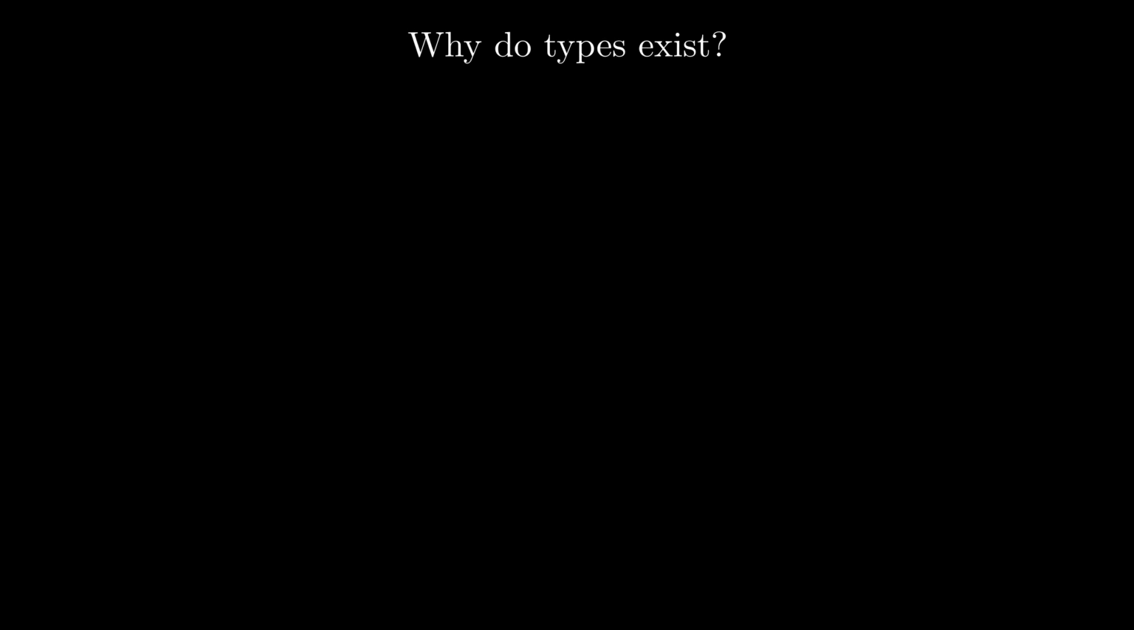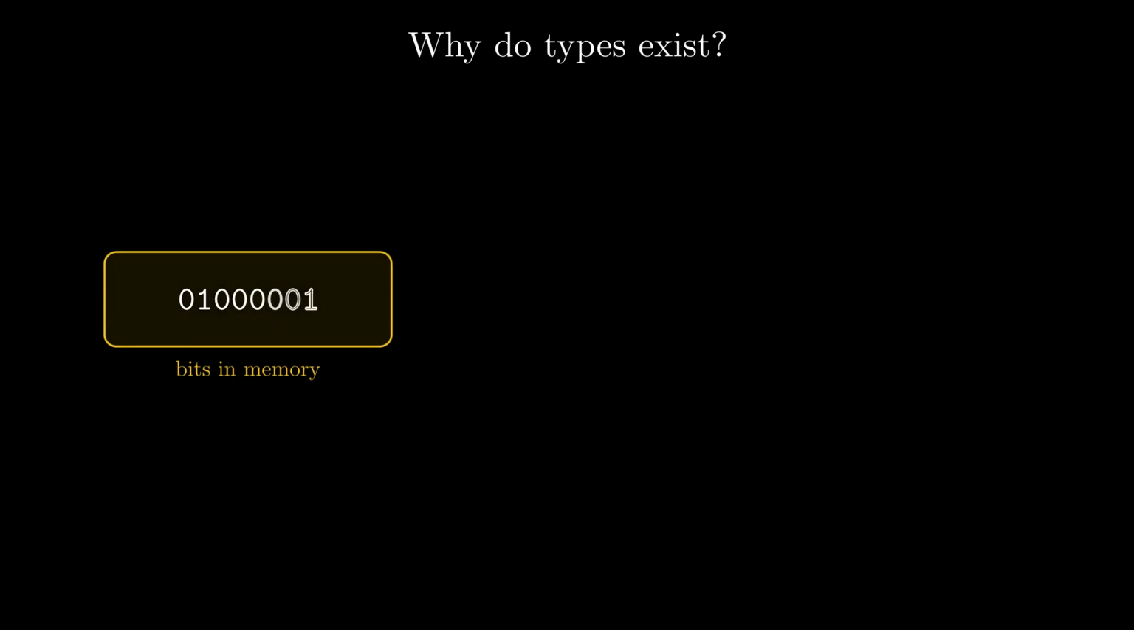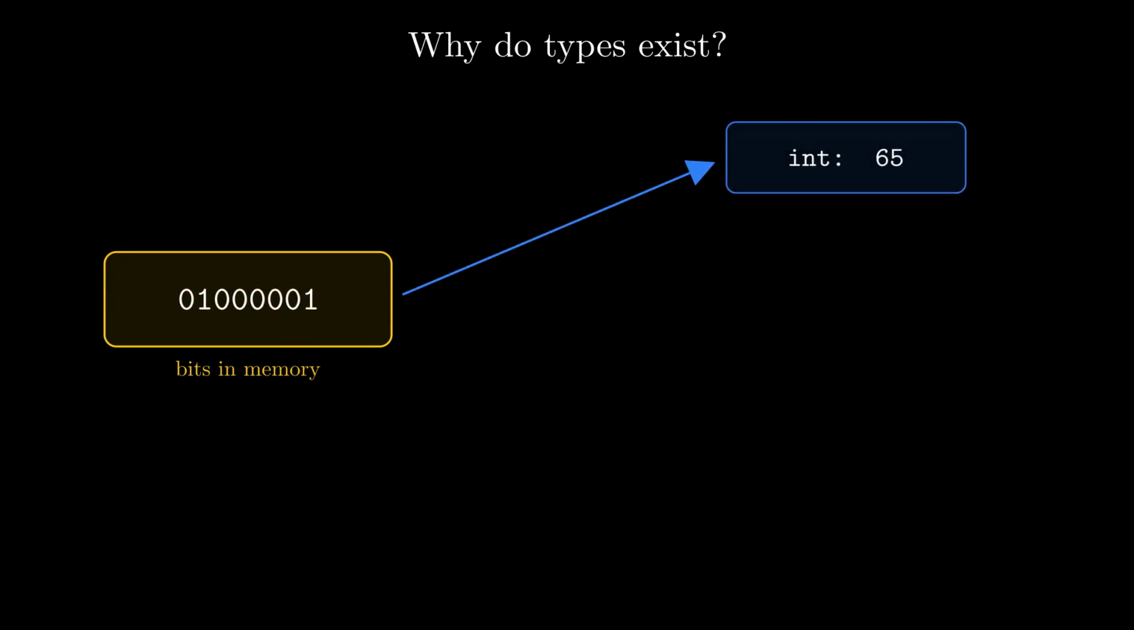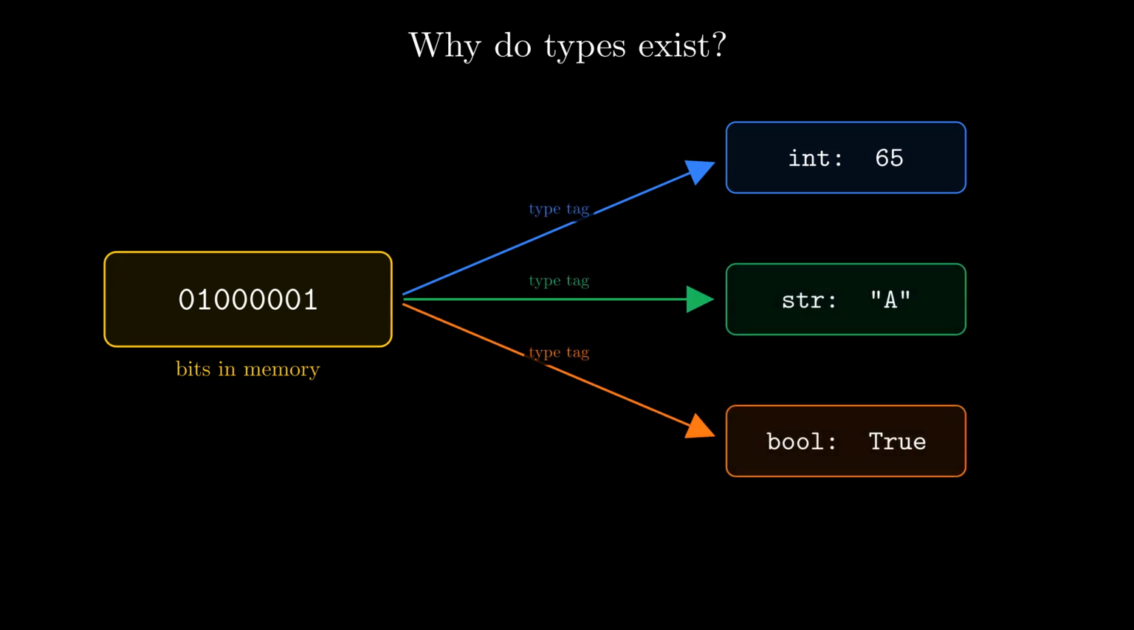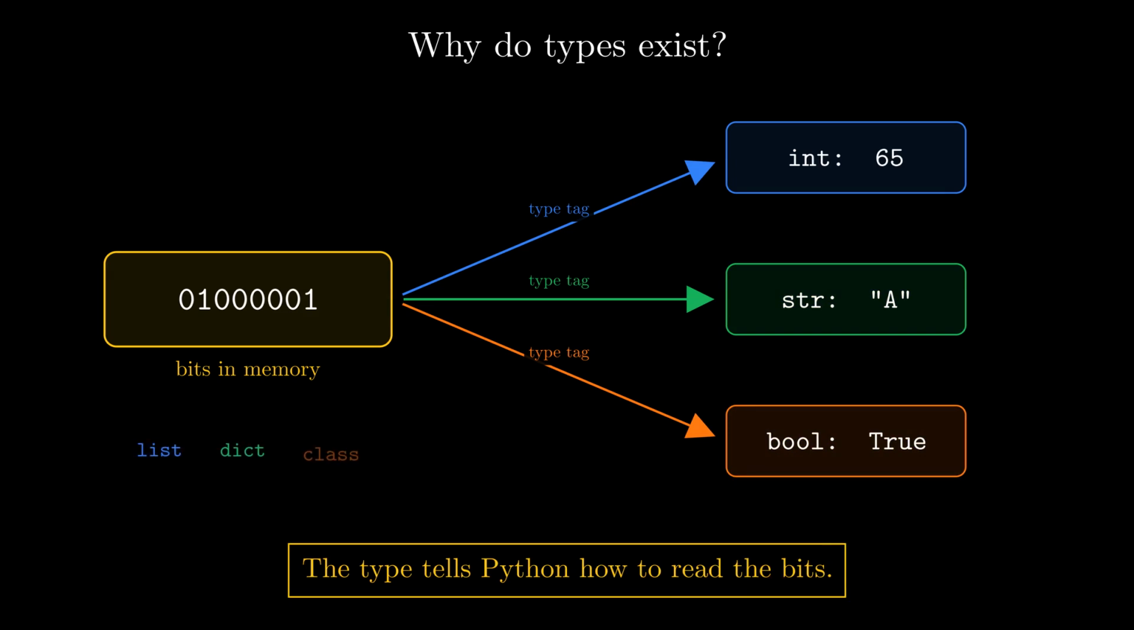Let's zoom out. Why do types exist at all? Underneath everything, your computer stores bits, just ones and zeros. The exact same pattern of bits could represent an integer, a float, a character, even a Boolean flag. The type is Python's way of saying, here is how to interpret these bits, and here is what operations are valid on them. Without types, the bits are meaningless. With types, they become numbers you can add, words you can search, flags you can branch on. This rule never changes. Later, you'll meet compound types like lists, dictionaries, and your own custom classes. Each one carries the same kind of tag, and that tag still answers the same question. What can I legally do with this?